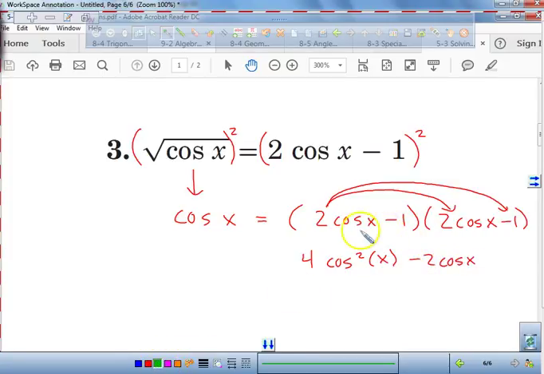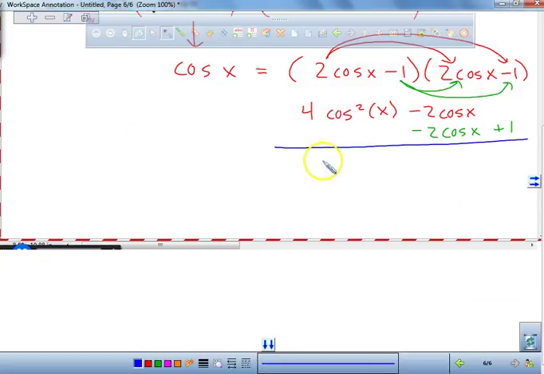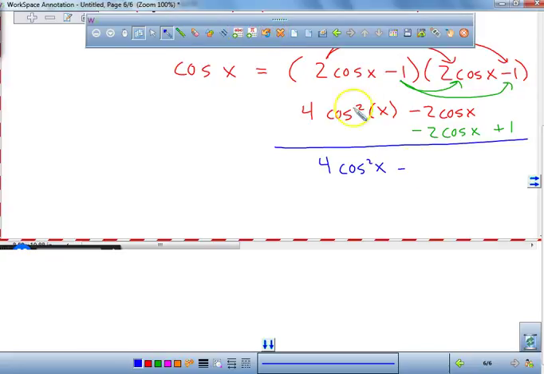Now I'm switching colors here. I've got a negative 1 times a 2 cosine of x. That gives us a negative cosine of x. Same plus. And then we have a negative 1 times a negative 1, which makes a positive 1. So what is our final result when we FOIL that out? We should have 4 cosine squared of x, not minus 2, minus 4 cosine of x plus 1.